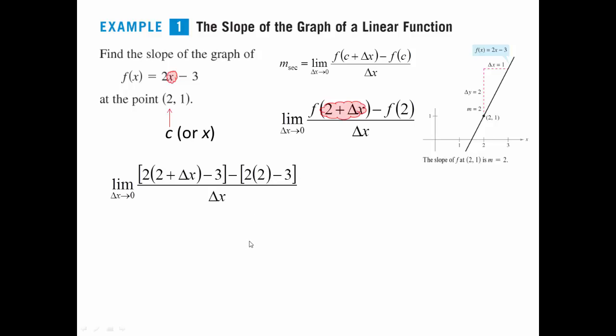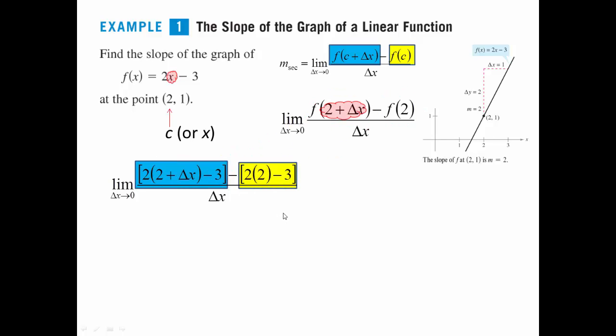Alright, so this part right here is this part right here, and then this part right here is that part right there. Okay, it means we'll just plug the 2 in for x and get 2 times x minus 3. We plug the 2 plus delta x in for x, and we get 2 plus delta x times 2 minus 3.